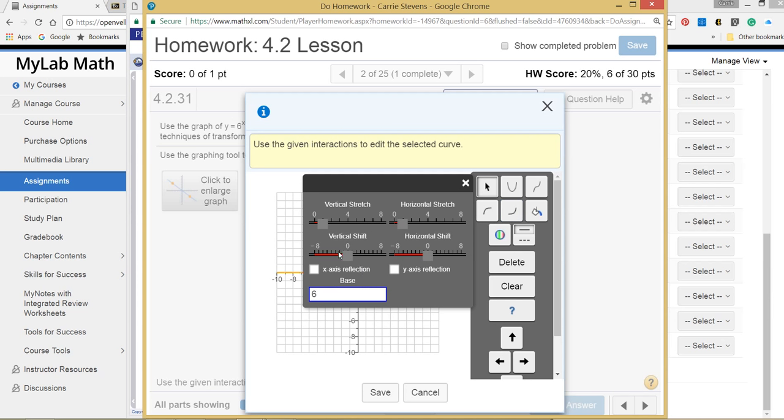Okay, so horizontal shift. I'm going to move 4 to the left.